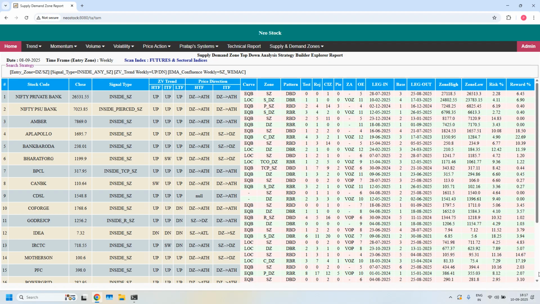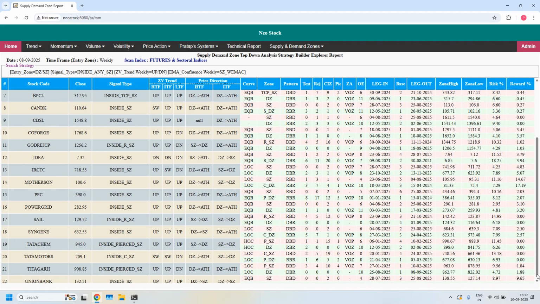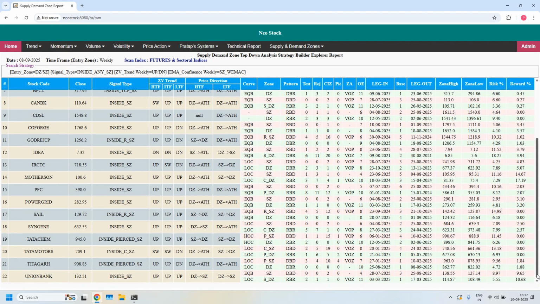Now first 15 stocks in the list. Scrolling the list down. So total 22 stocks are filtered. And the next time frame, daily, was already generated in the beginning of the report.